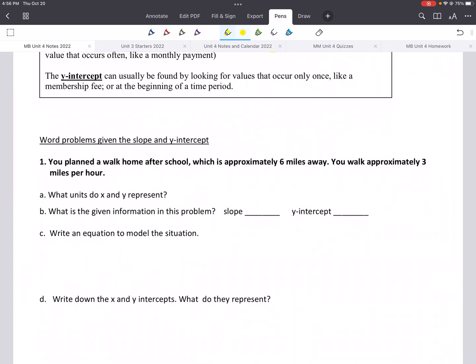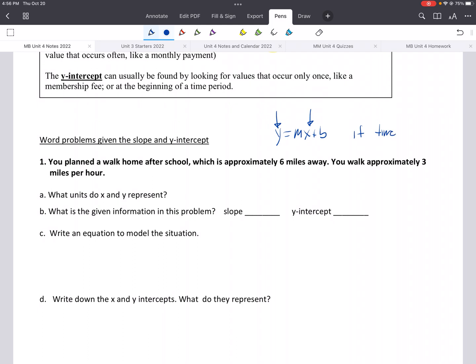Okay, word problems. Here's our first example. You plan to walk home from school, which is approximately 6 miles away. You walk approximately 3 miles per hour. First off, we're going to want to figure out, what do x and y represent? If we're doing y equals mx plus b, what's y and what's x?